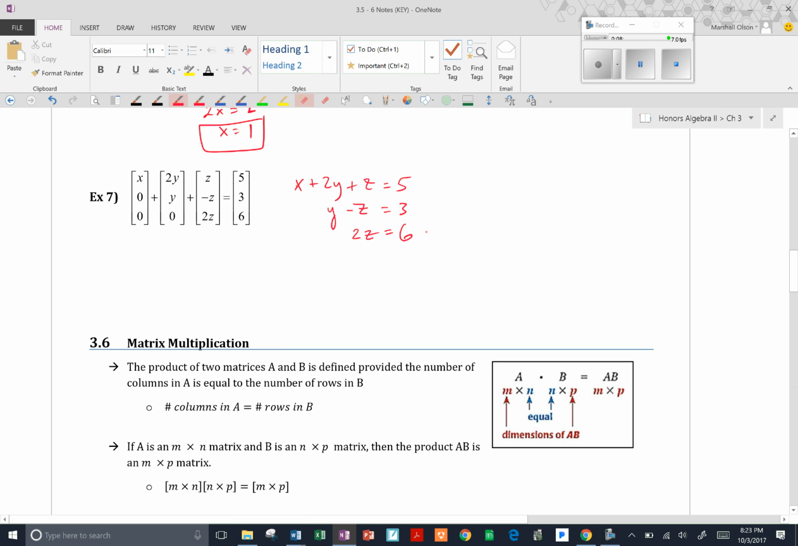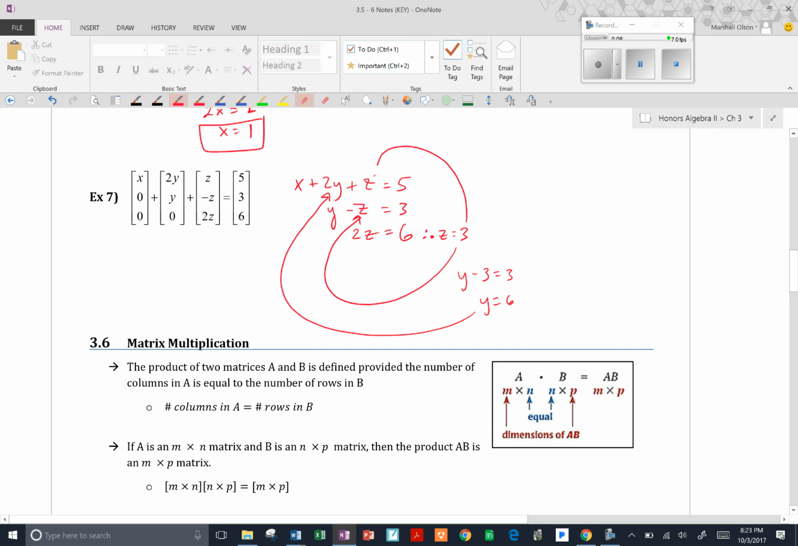We can easily solve for z by dividing by 2, and now we have one of our 3 variables, and we could put that back in to find y. So we know that y minus 3 equals 3, so y is 6. And then we can put that back into there, along with the z back into that spot. So we have x plus 2y, which is 12, plus z, which is 3, equals 5. So we have x plus 15 equals 5. X is negative 10. So we just solved that system.